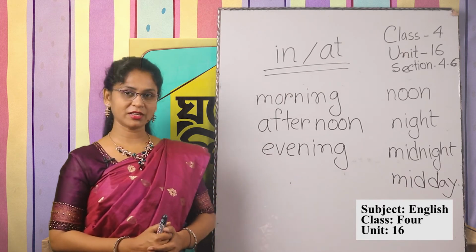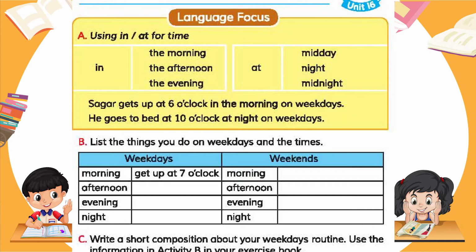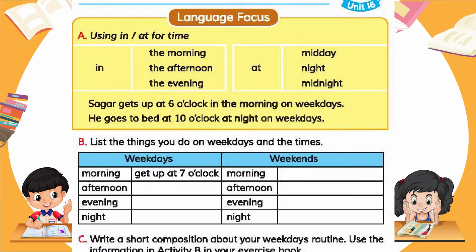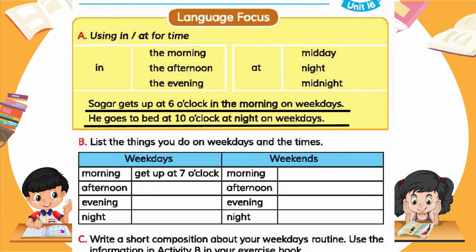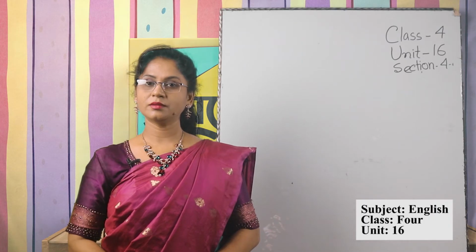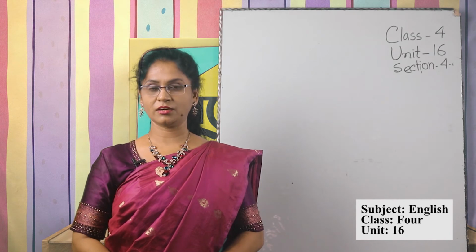And you can find two examples here, that is Shagor gets up at 6 o'clock in the morning on weekdays. He goes to bed at 10 o'clock at night on weekdays. Okay students, for the last section, please listen carefully.